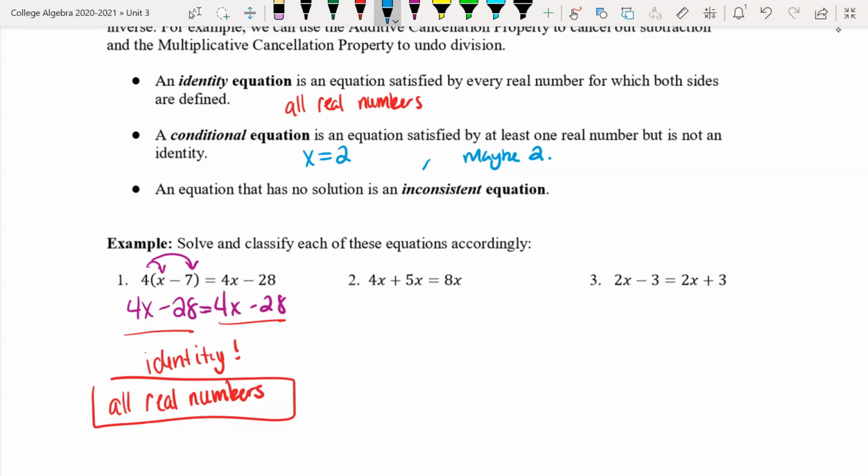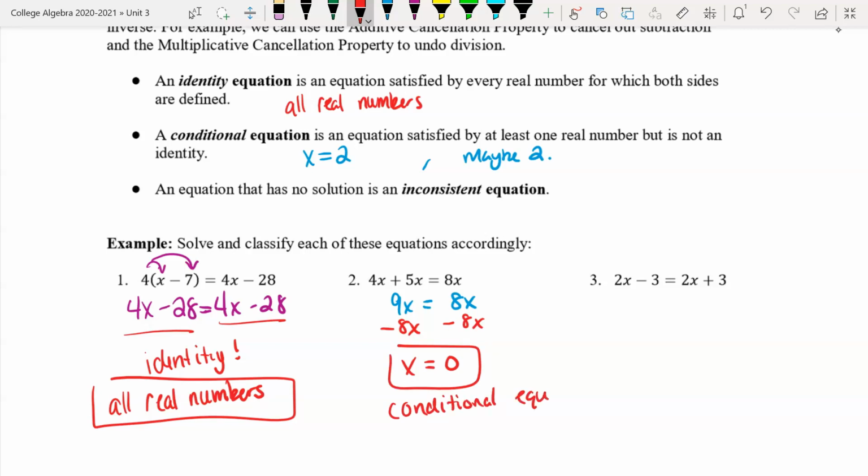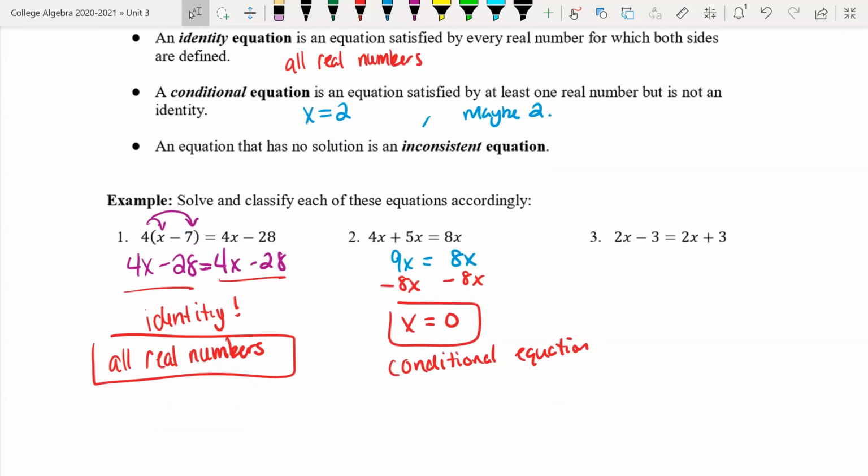Next one we're going to look at, 4x plus 5x would be 9x equals 8x. So I want to move my x's to one side, so the next step would be subtract 8x. I get x equals 0. This is called a conditional equation because it has a solution. It can have more than one solution, and we're going to talk about absolute value equations, which have multiple solutions. But this one just has one answer, right?